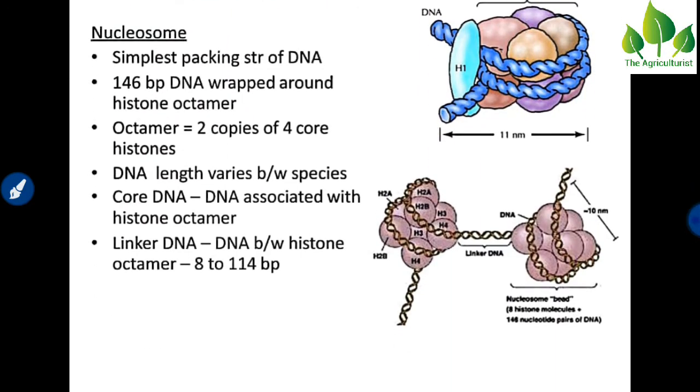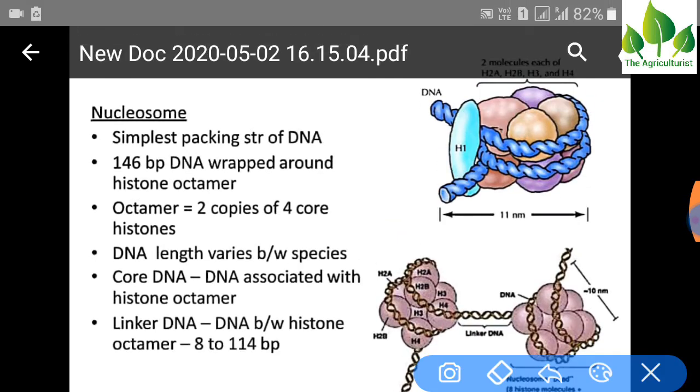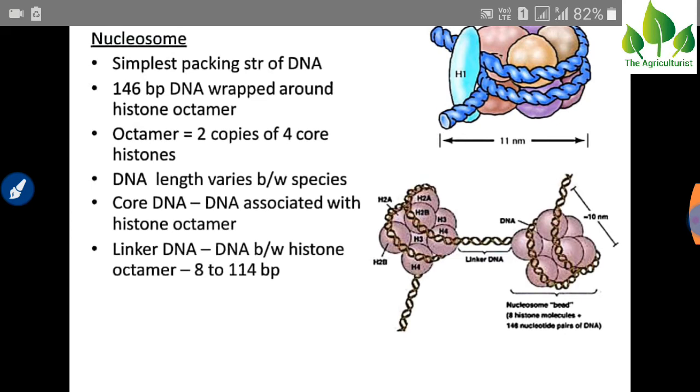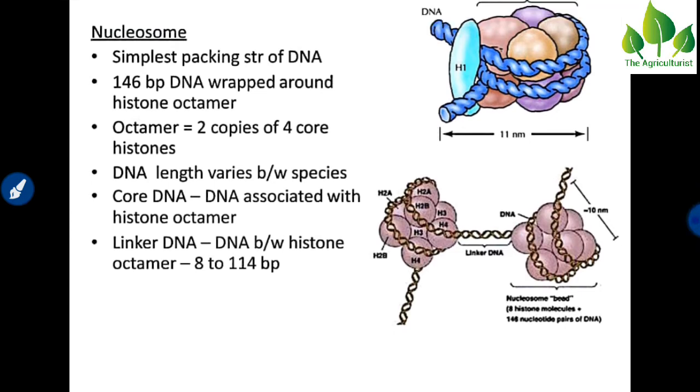Nucleosome is the simplest packing strand of DNA. It has 146 base pair DNA wrapped around a histone octamer. So this is the histone octamer, in which H1 works as a linker. H2A, H2B, H3 and H4 are the four histones which have two copies each, so it becomes 8. That's why it's known as histone octamer. Understand? Next, DNA length varies from species to species.